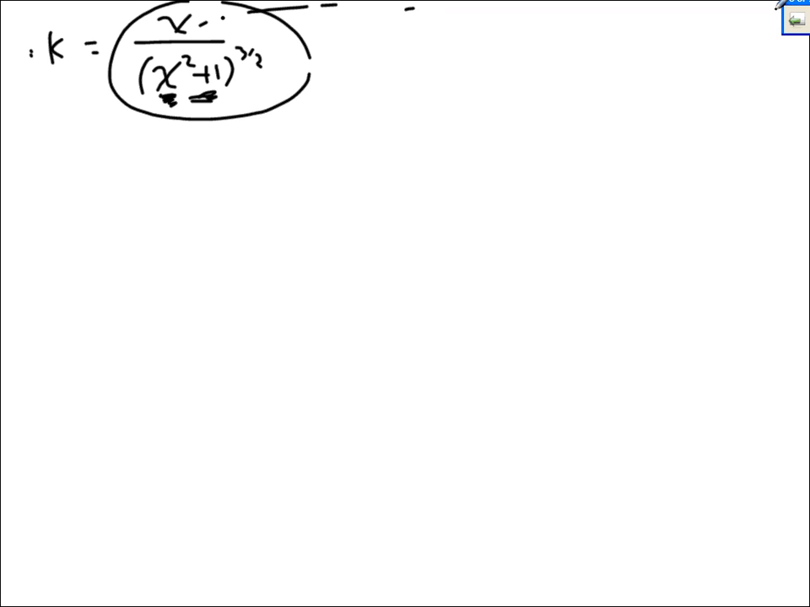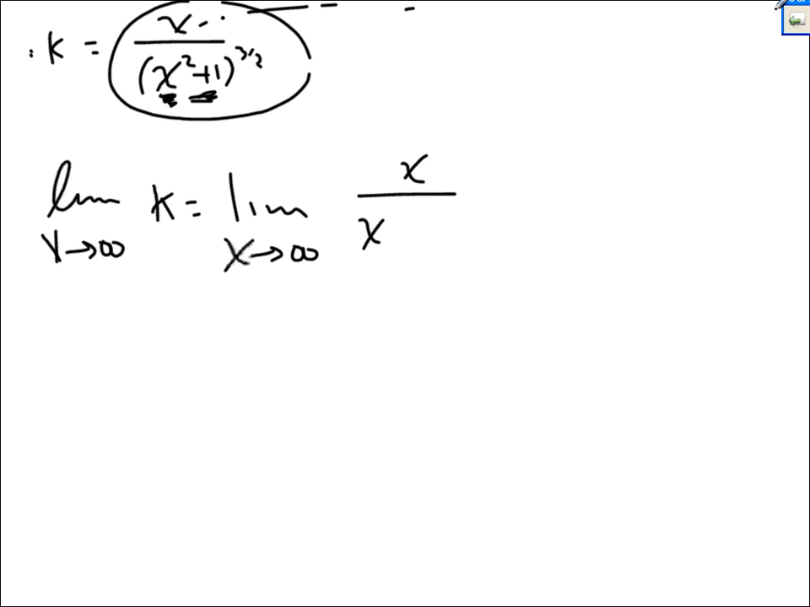And now, the second part of this was to find the limit as x goes to infinity of k. That is, to find the limit as x goes to infinity of x over x squared plus 1 to the 3 halves.